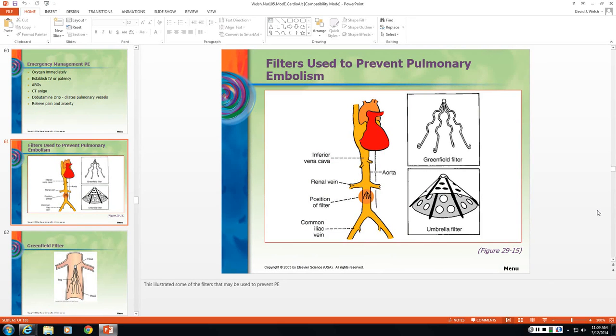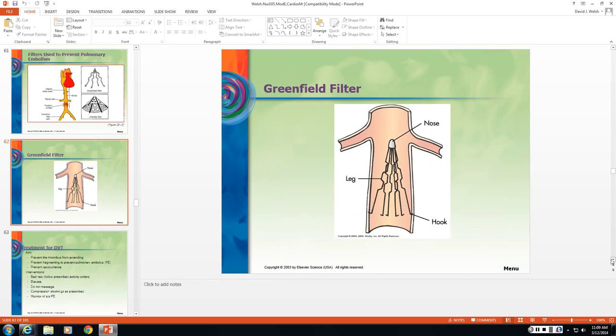So these are just some filters, Greenfield filters, umbrella filters that they use to prevent any kind of pulmonary emboli. And this just shows the position of the, and we talked about that earlier, about the filters. This is just another example that shows you.